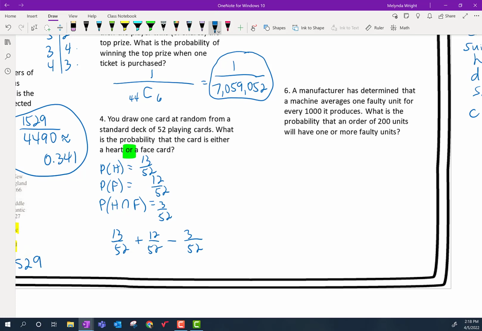So when we do this calculation, we're going to get 22 over 52. Reducing that fraction, we get 11 over 26. And if we want to write it as a decimal, we can: 0.423. Which is kind of interesting, actually, which means that you have almost about a half a chance, just drawing a card at random, of getting either a heart or a face card. That's kind of interesting. Okay, let's take a look at number 5.